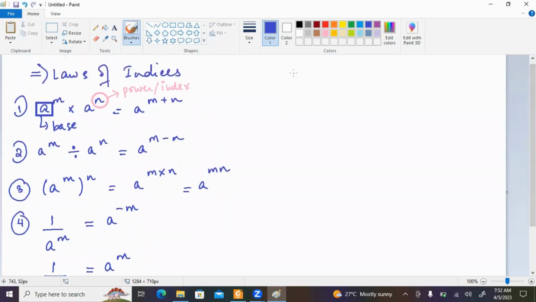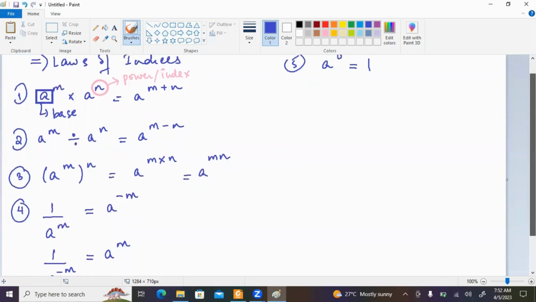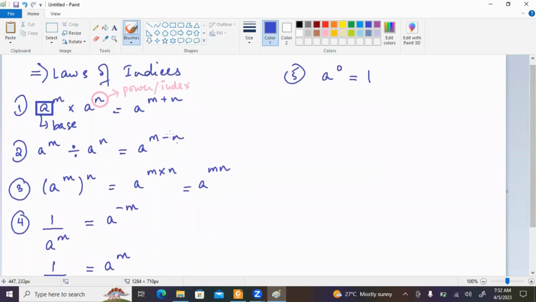Then apart from this, anything to the power of 0 will always equal 1. We have the product law, the division law, and yeah, basically these are the laws of indices which you need to be familiar with in solving questions.